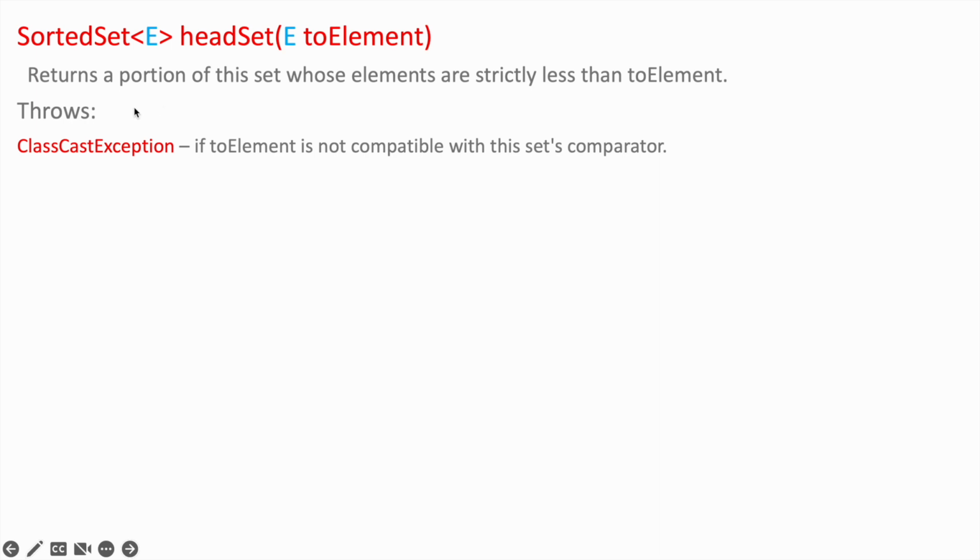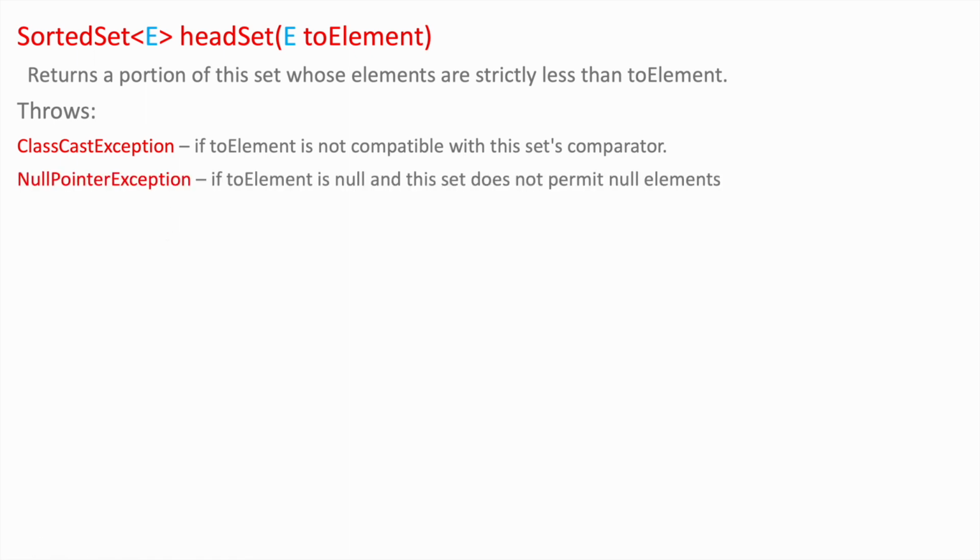For example, if the sorted set has string objects and you apply toElement as an integer, it will give a ClassCastException. That is, the toElement also should be comparable, otherwise it will give a ClassCastException. And this method may throw a NullPointerException if you give the toElement value as null.